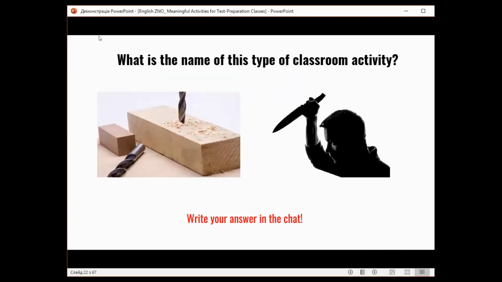Now we are coming closer to studying the activities that we can use during our ZNO classes. So here you see two pictures. Can anybody guess what kind of classroom activity these two pictures represent? Do you know how we call this activity? Okay, I see drilling. How about the second picture? What is the guy doing? The first one is correct. What about the second one? What is he going to do there in that picture? Yeah, Uliana, you're very close. Okay, Svetlana, very good. So it's killing.